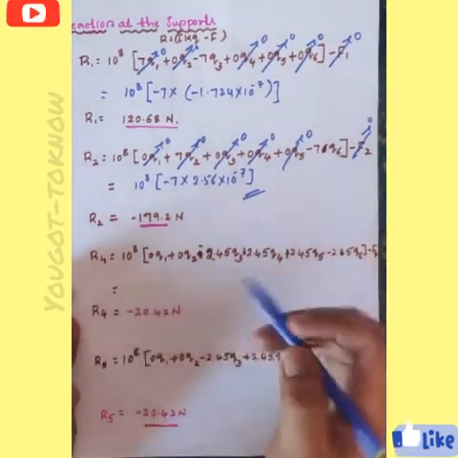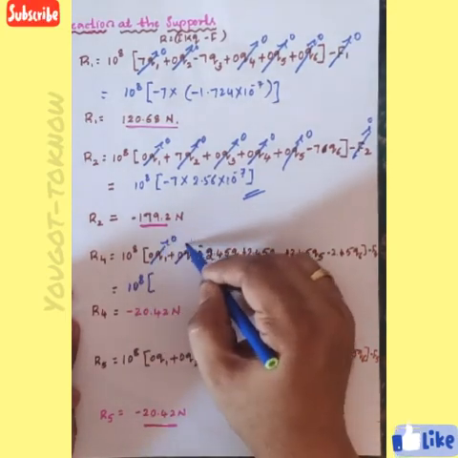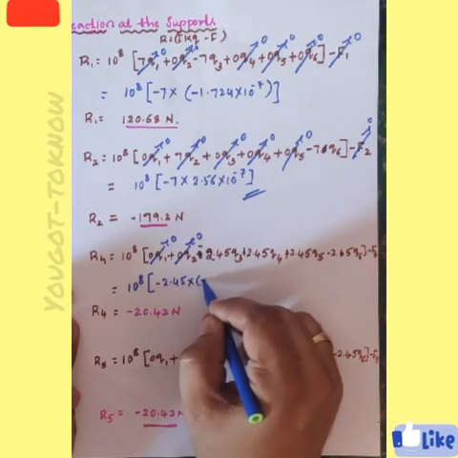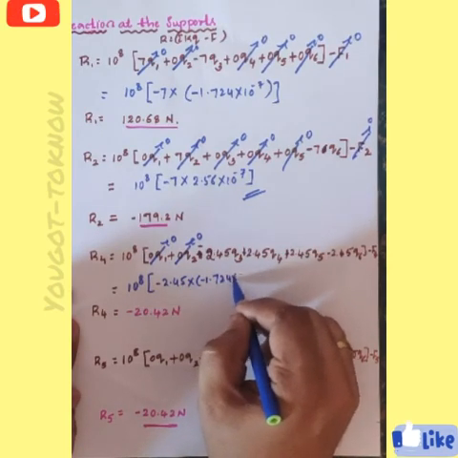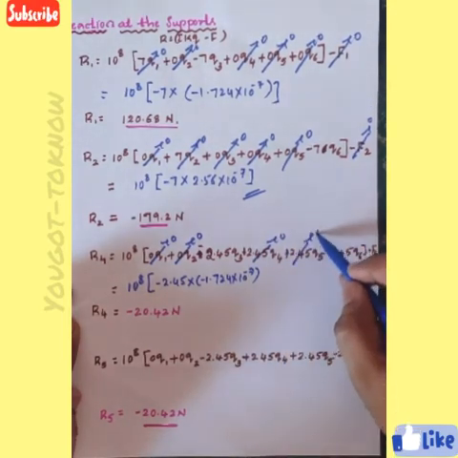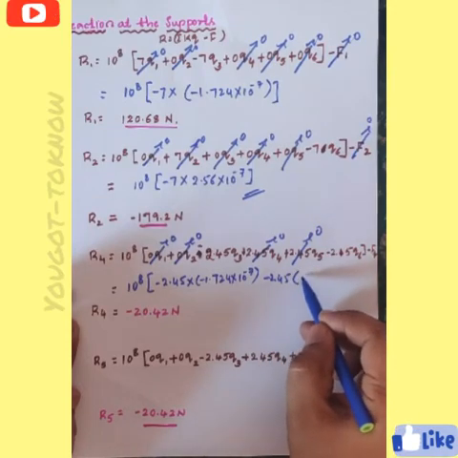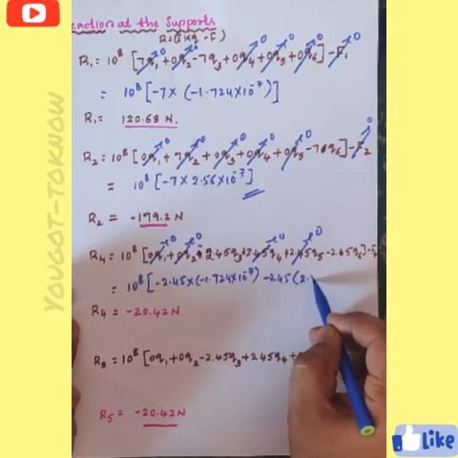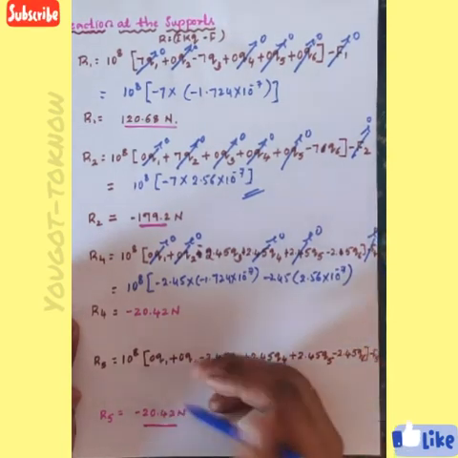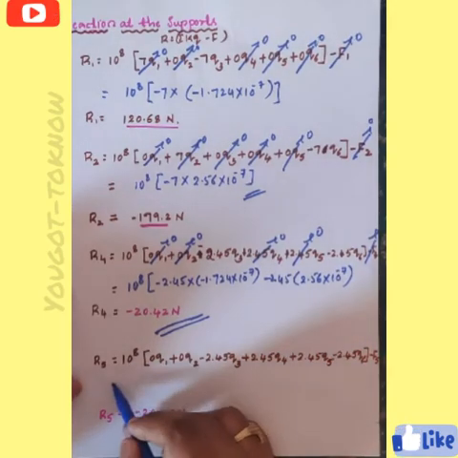Now similarly repeat for R4. How to calculate? Because the fourth row is eliminated. 10 power 8. 0 into Q1, 0. 0 into Q2, 0. Minus 2.45 into Q3. What is Q3? Q3 is minus 1.724 into 10 power minus 7. Then Q4 is 0 because eliminated, Q5 is 0, then the value is minus 2.45 into the value of Q6. Q6 value is 2.56 into 10 power minus 7. Similarly, even this force is 0. You are going to get 20.42 Newton.